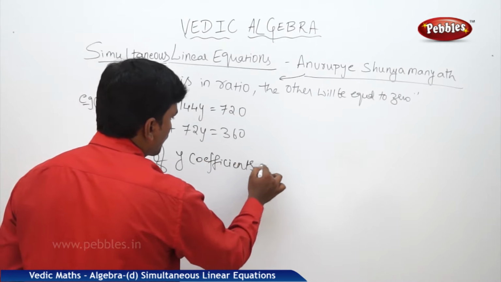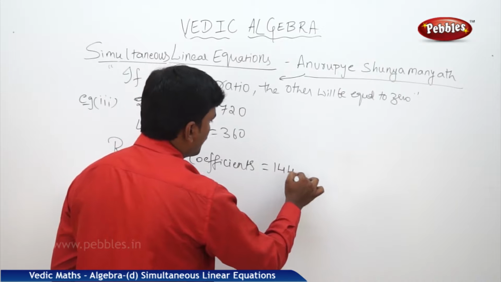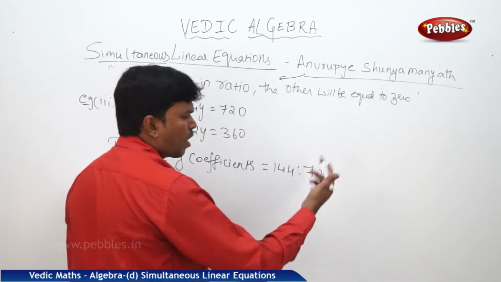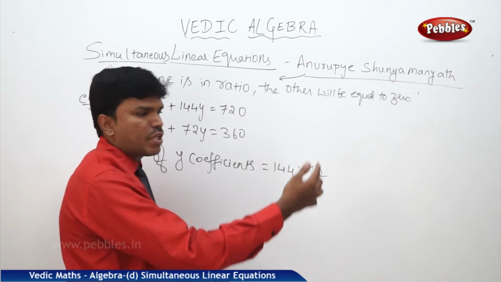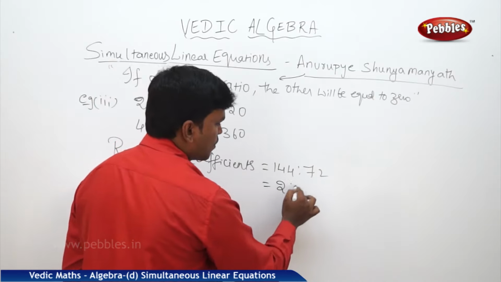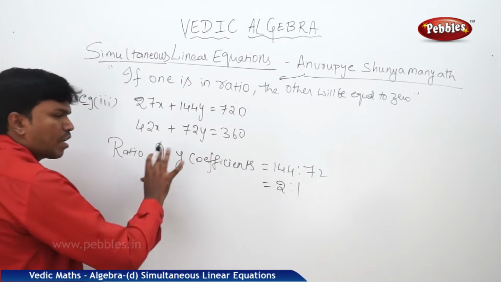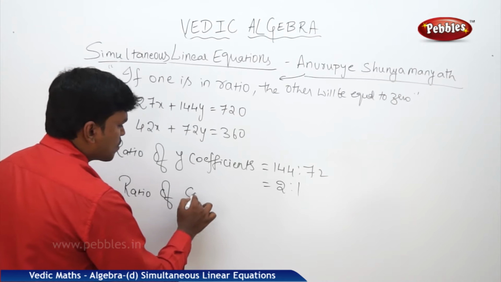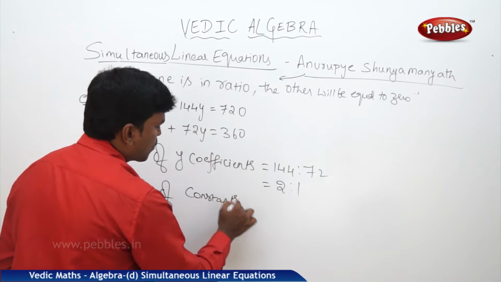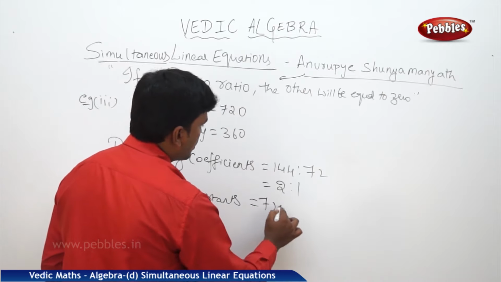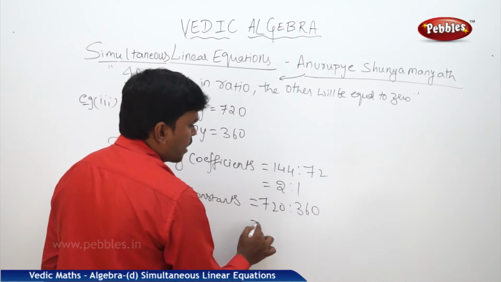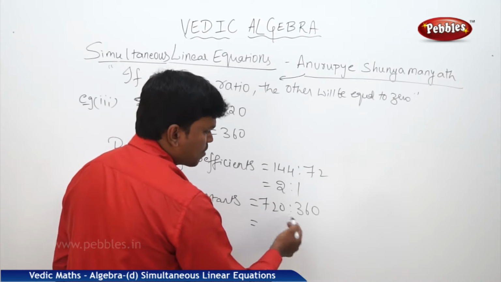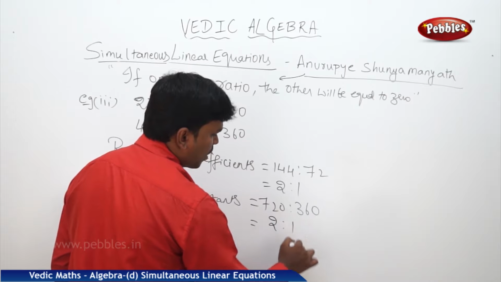The y coefficients: 144 is to 72. We know 144 is nothing but double of 72, so the ratio is 2 is to 1 for the y coefficients. Now we will see the ratio of constant terms. The constants are 720 is to 360, again the same thing, it goes 2 times. So 2 is to 1.